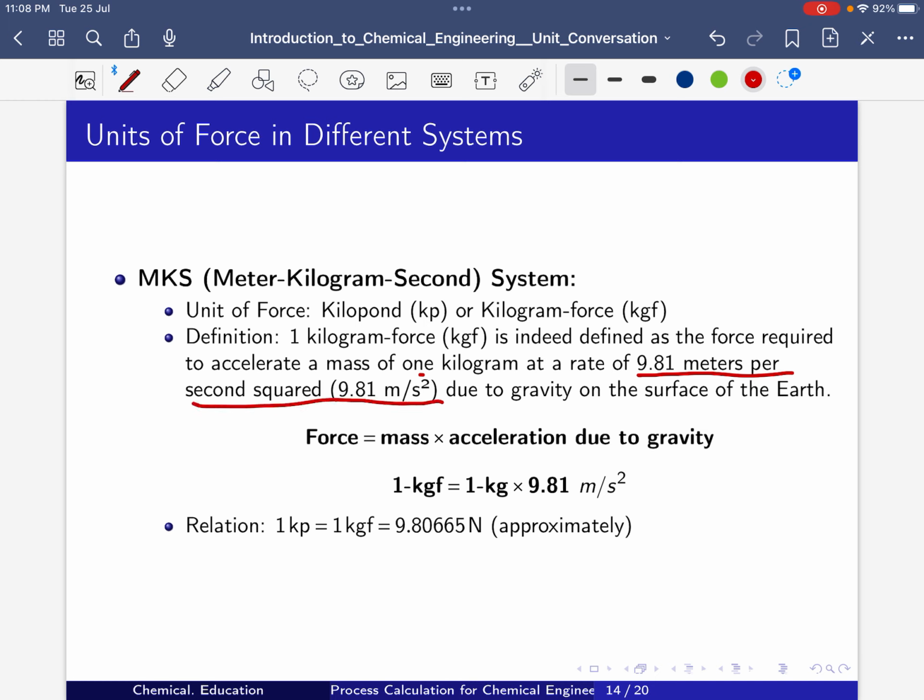So remember that. So force in MKS, that is mass into acceleration due to gravity. So force is F is equal to m into g. m is 1 kilogram and g is 9.81 meter per second square. So 1 kgf is nothing but 9.80665 newton approximately, or 1 kgf is equal to 9.81 newton. Remember that.